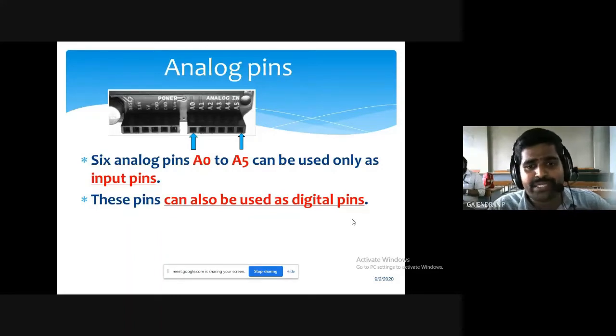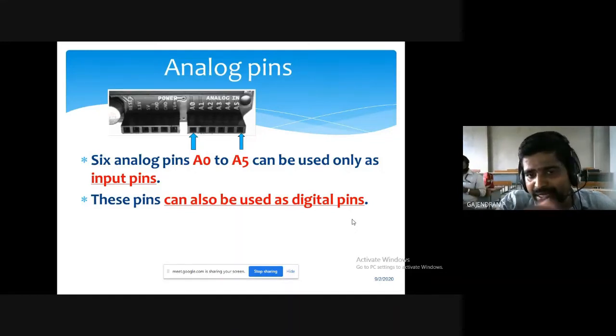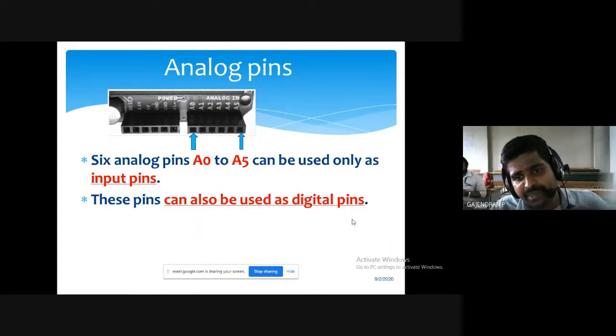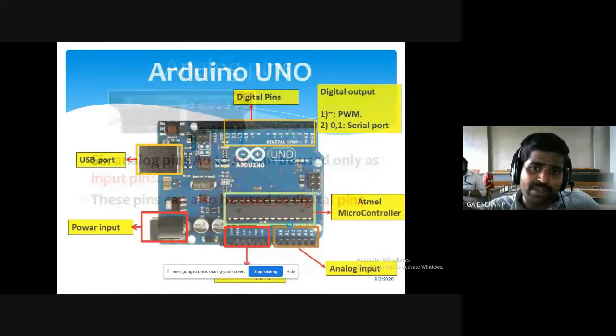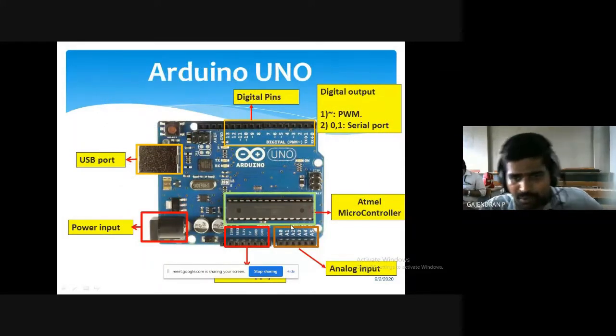These pins can also be used as digital pins. Beyond this line, I won't explain anything. Please make note of it. I will tell you the reason. How we can use it, that and all we will see later. At this point, if I tell, you will get confused. But you need to make note of this point. These pins can also be used as digital pins. Okay? That's all.